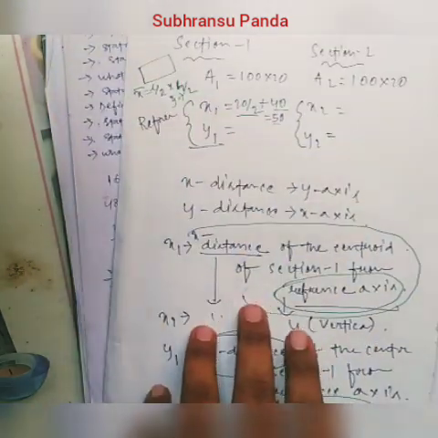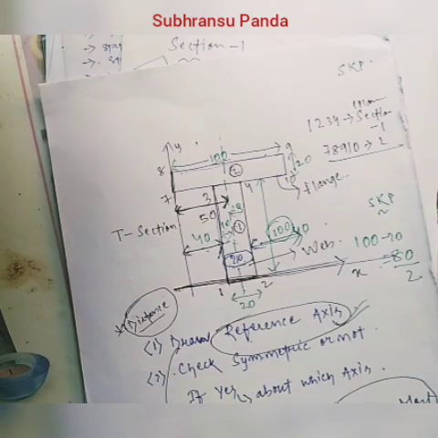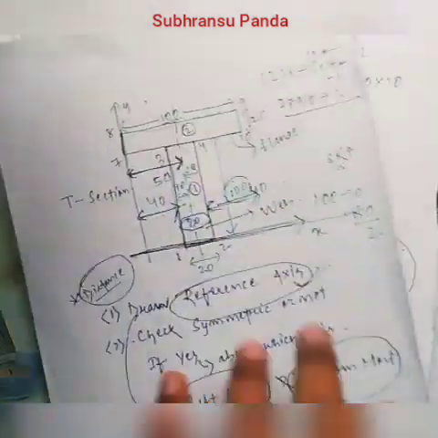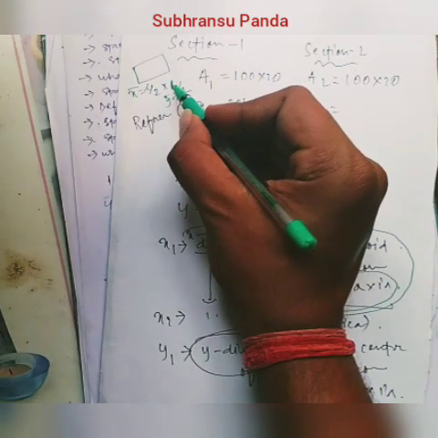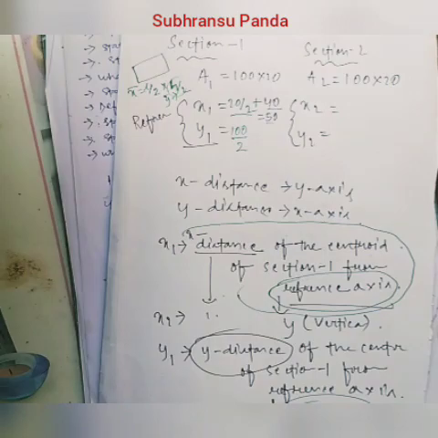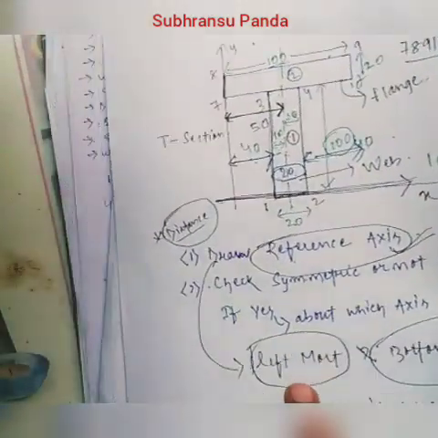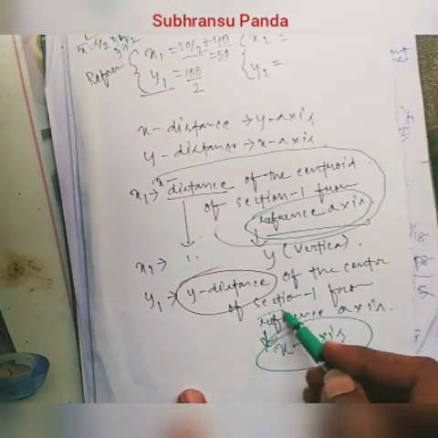In the question, the height is given as 100. So what will be y1? This will be height h by 2. Y bar will be h by 2, so 100 divided by 2. Then we have to check. What we have to check? Because it will be calculated from the reference axis.